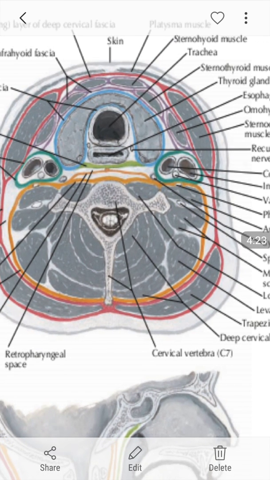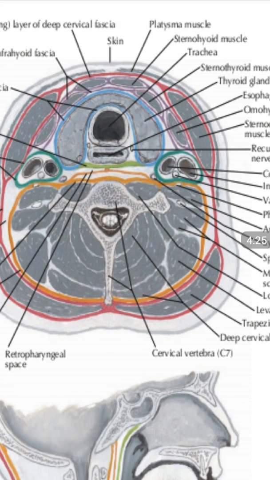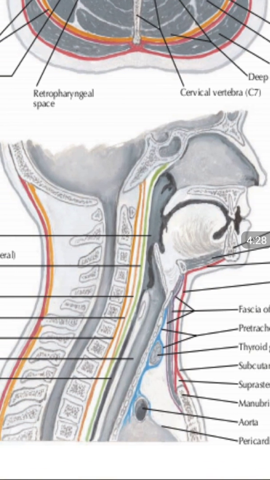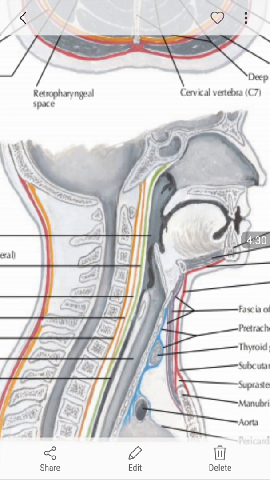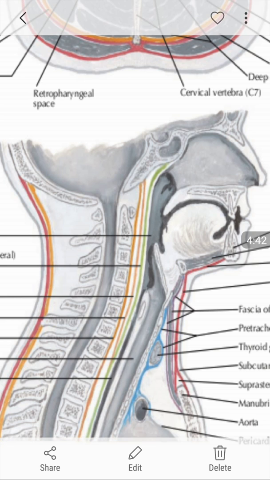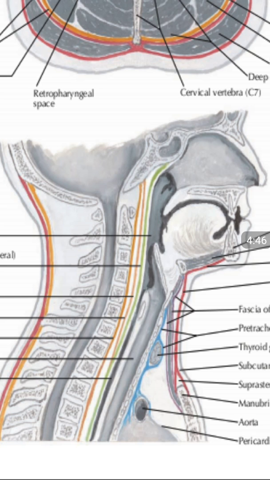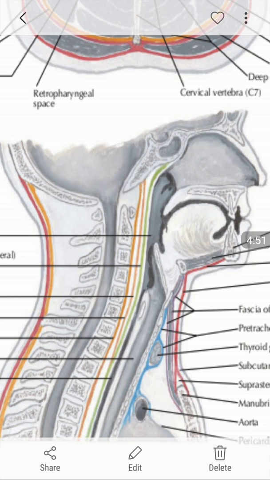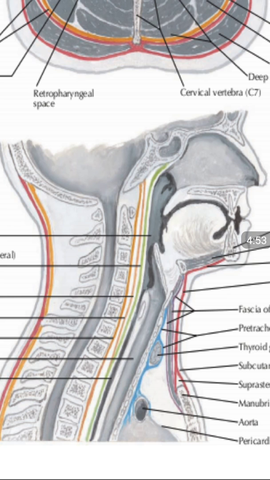Then we have this blue one, the pretracheal layer, which we already discussed, which has two layers: the visceral layer, which here you see investing the viscera. Then it has the muscular layer, which invests the infrahyoid muscles. So this is the hyoid bone. They attach superiorly to the hyoid bone, and here you can see the muscular part of the pretracheal layer attaches itself to the posterior sternal border.